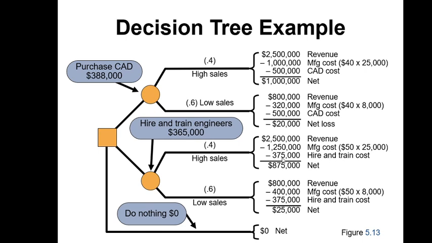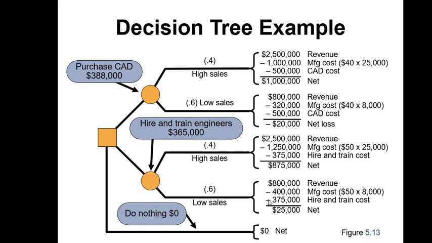It will cost us 375,000, so we have to subtract it also from the revenue. We have a net of $875,000. Now this is in the case of high sales. We will do the same for low sales.